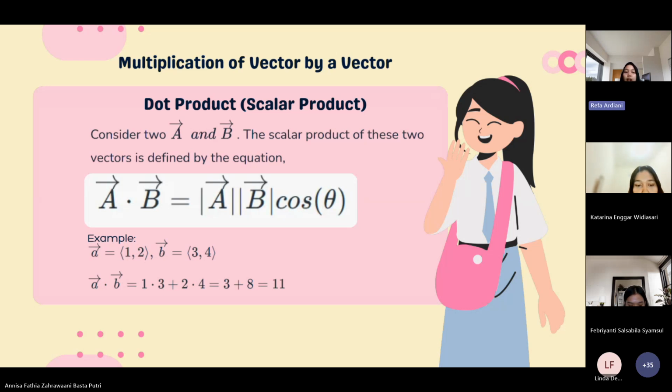So the dot product of vector A and B is 11. Okay, next slide.